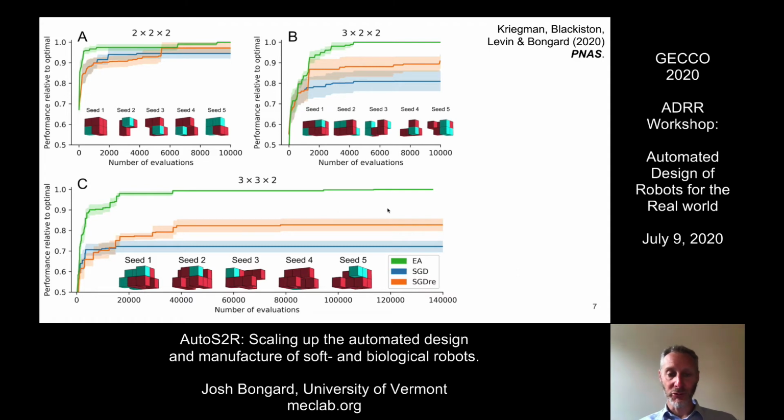And the gap in performance between evolution and stochastic gradient descent increased when we moved to 3 by 3 by 2, which was the last remaining design space that we could exhaustively enumerate and know when we had found the optimal solution. So there are a number of reasons why an evolutionary algorithm outperforms stochastic gradient descent in this space.